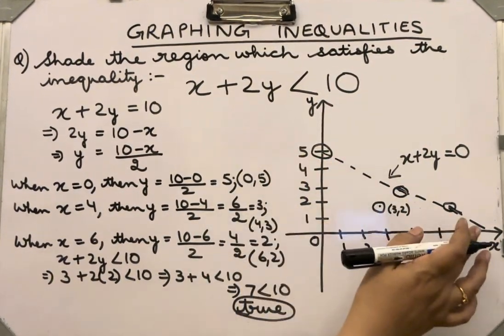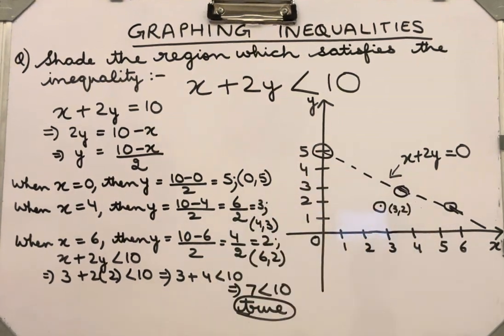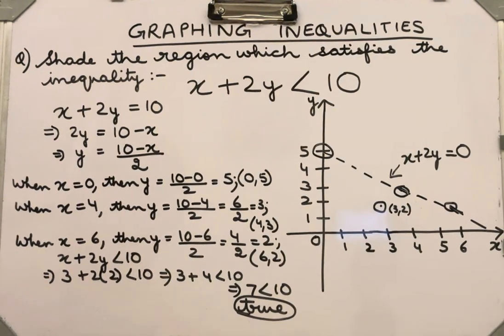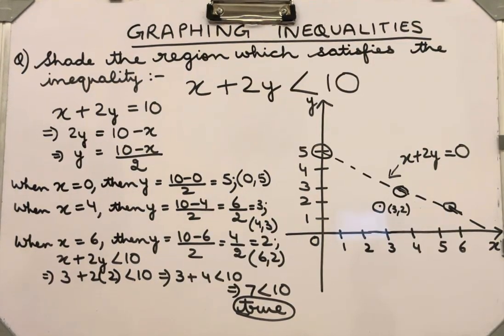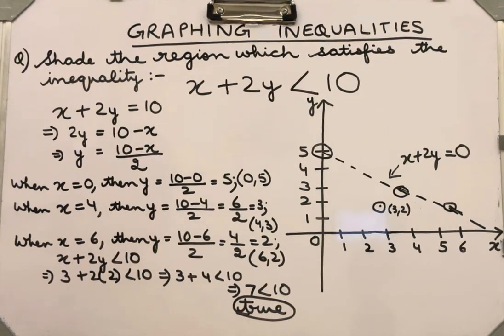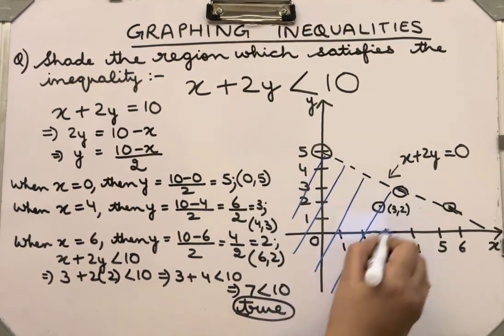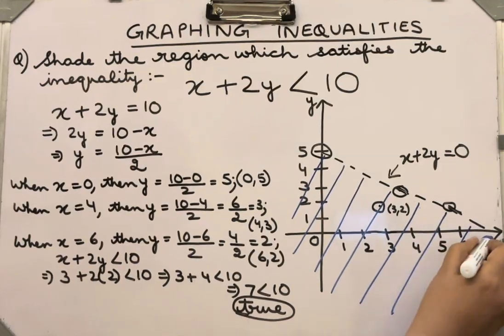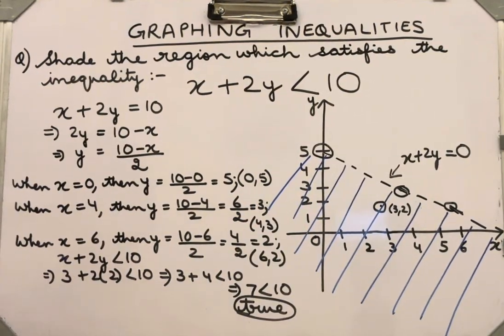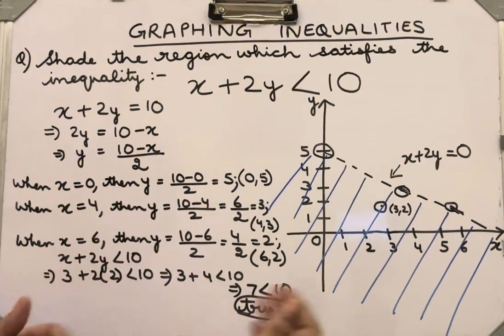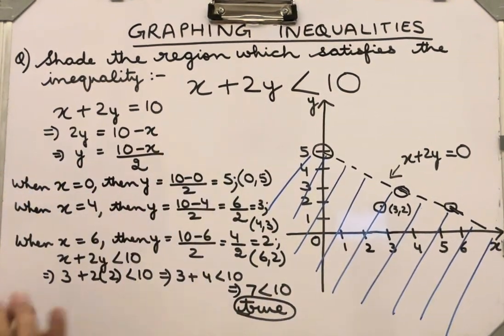So all points on this side of the line will satisfy the given inequality. So this side of the line will have to be shaded. The entire region will have to be shaded, which represents all possible solutions to the given inequality. So we shade it like this. Now we had to represent this solution graphically, so it is done.